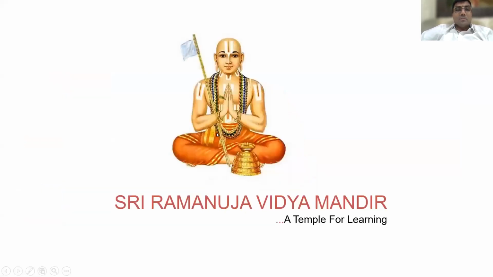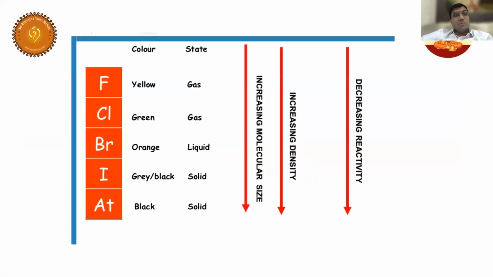The last two sessions you discussed various physical properties of the halogen family, right? The color and state, you are all aware. As molecular weight increases, iodine is a solid, bromine is a liquid with moderate molecular weight, and the low molecular weight ones are all gases. And as you go down, reactivity decreases, because fluorine is highly reactive. It has more nuclear attraction to accept an electron, right?